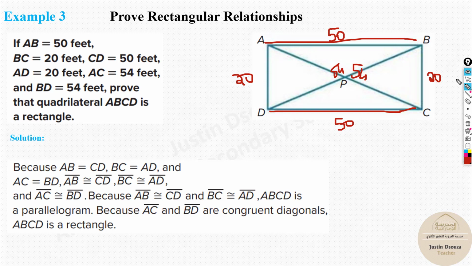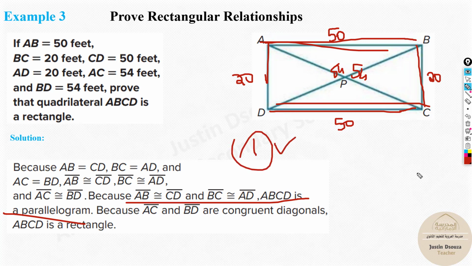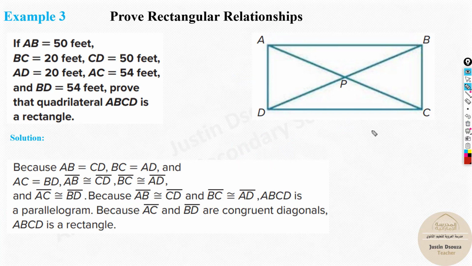Here all you need to do is give the reason. Since both pairs of opposite sides are congruent, it's a parallelogram. Step one done, parallelogram done. Next step, all you need to say is the diagonals are congruent, because it's given already. If the diagonals are congruent, it is a rectangle. So parallelogram and then rectangle, that's it.